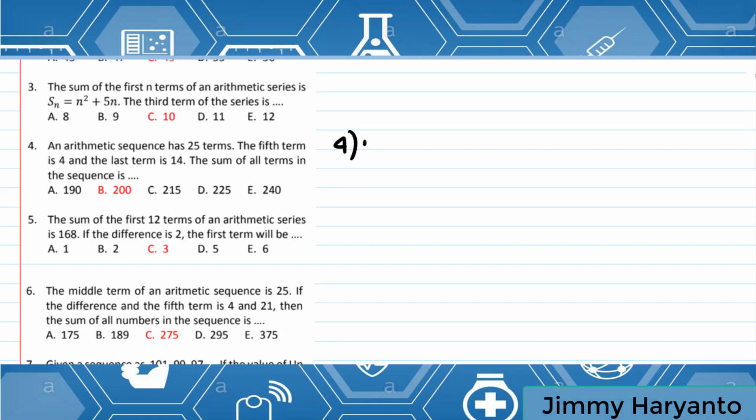Okay, and then number 4, an arithmetic sequence has 25 terms. So for number 4, I can write n equals 25. There are 25 terms. The fifth term is 4, U5 equals 4, and then the last term, because we have 25 terms, the last term means 2U25 equals 14.